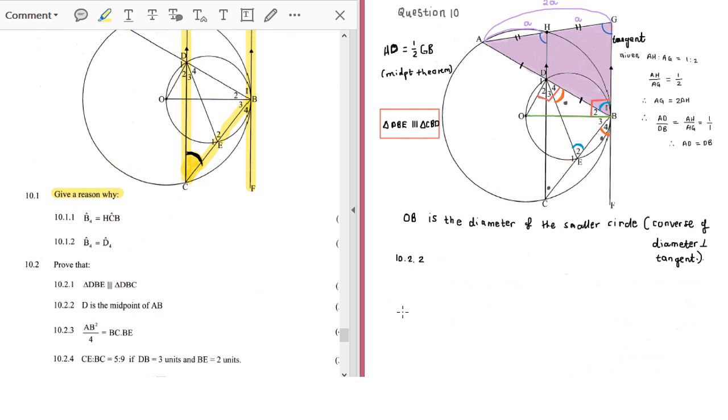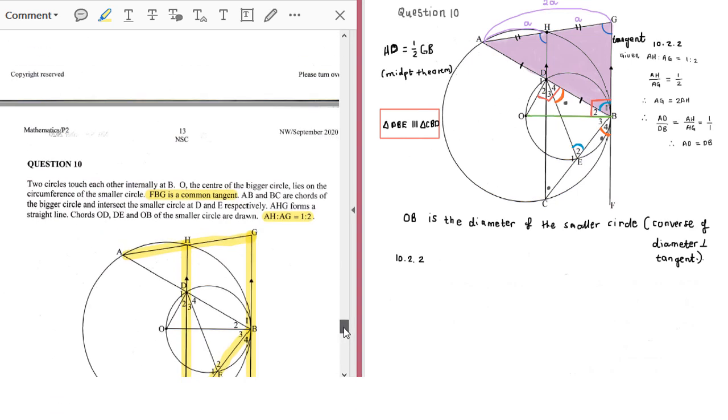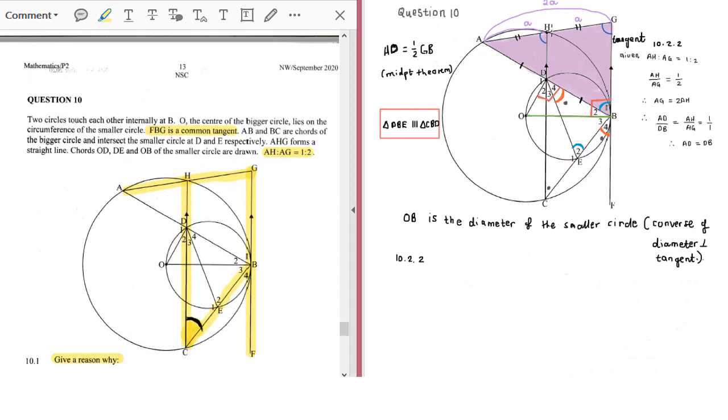10.2.2 says prove that D is the midpoint of AB. Oh, okay, we've already done that. To prove that D is the midpoint of AB, we did that up over here, right in the beginning. So this is 10.2.2. If I can just remind you what we said, we basically started off with the given information. Remember that we were given that AH to AG was in the ratio 1:2.